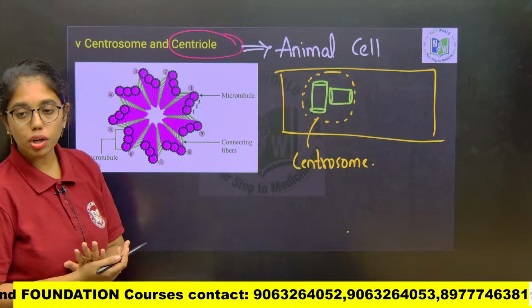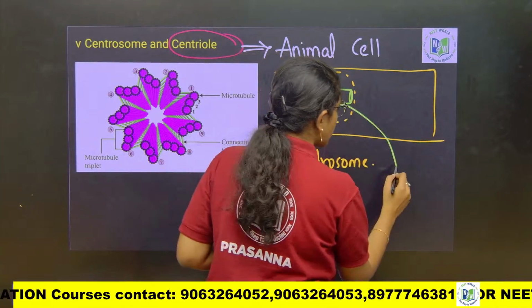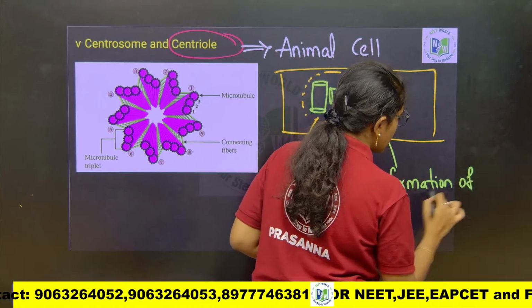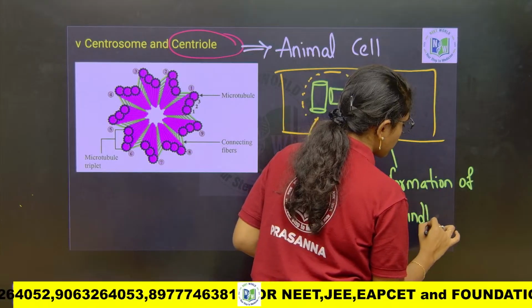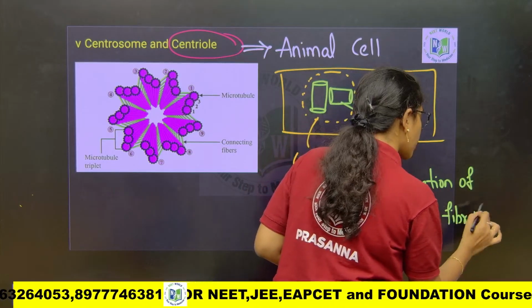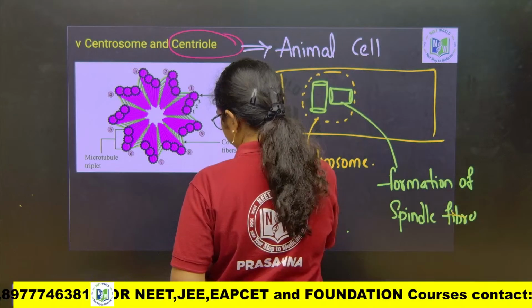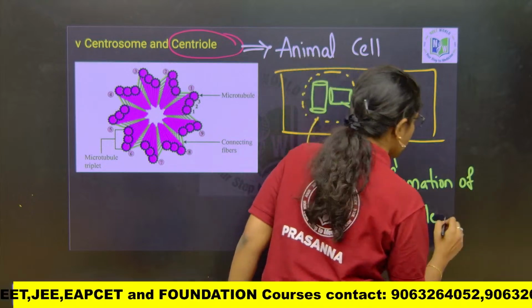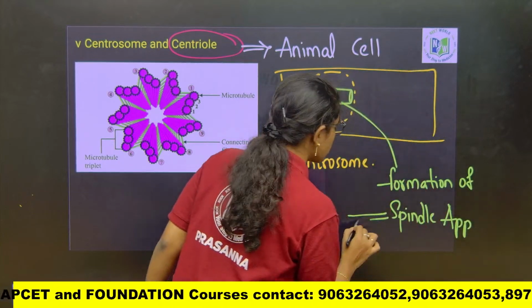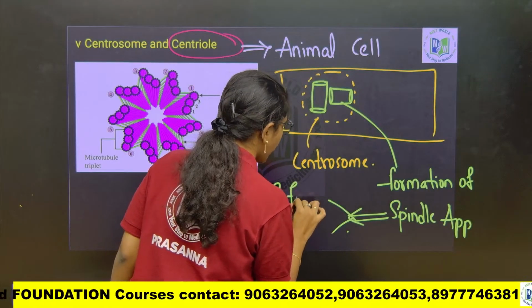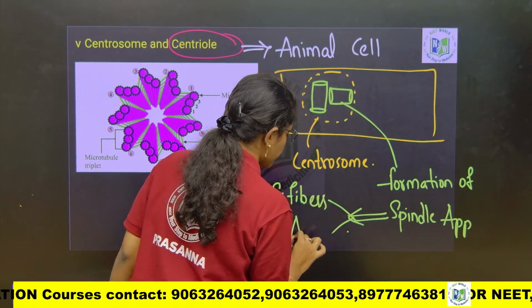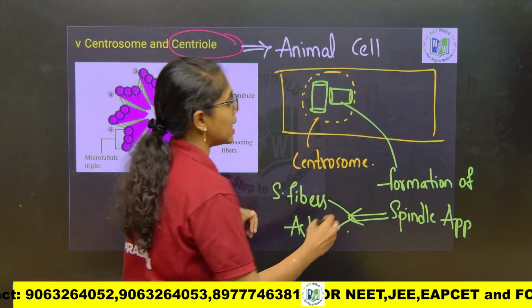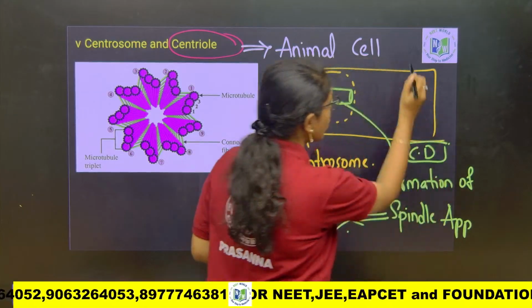What is the main function of the centrioles? Formation of spindle fibers, or you can simply say spindle apparatus. Just a second. The spindle apparatus will include what, Nana? Spindle fibers, very good, and asters. Fine. So, this is ultimately helpful in what? Cell division, right? Cell division of the animal cell.